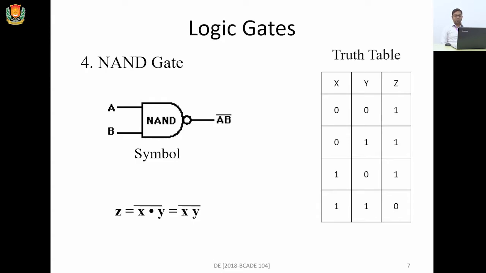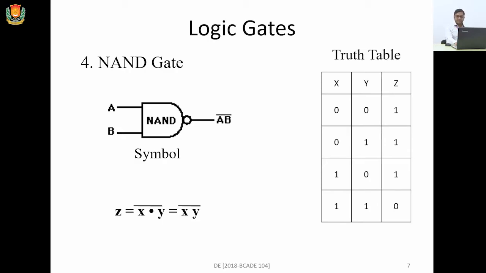In the second row, 0 into 1 is again 0 and the complement of 0 is 1. That's why the output is again 1. In the next row, 1 into 0 is again 0, and the complement of this is 1. In the last row, 1 into 1 is 1, and the complement of this is 0. The complement of 1 is 0, as we know, in the NOT logic we have seen.